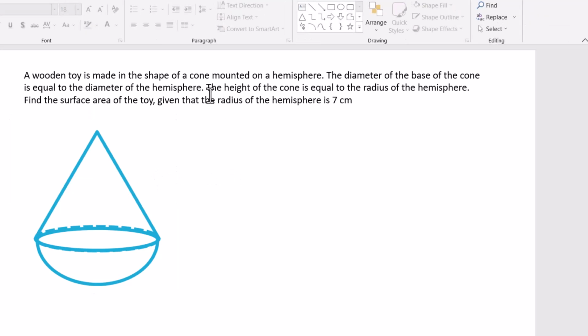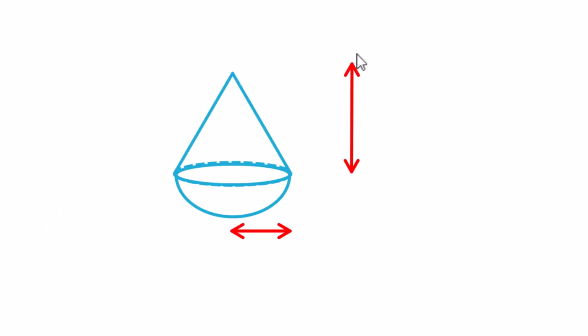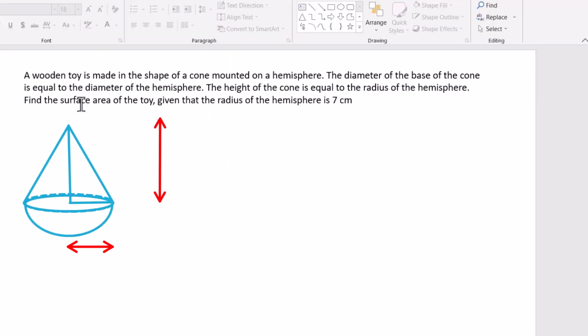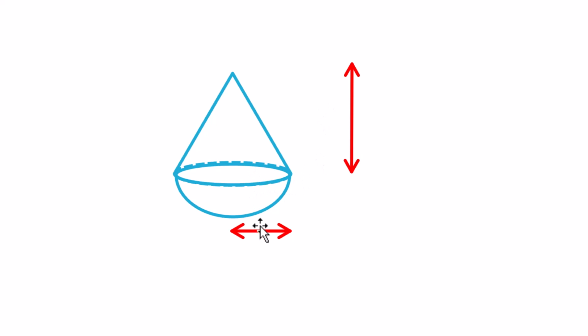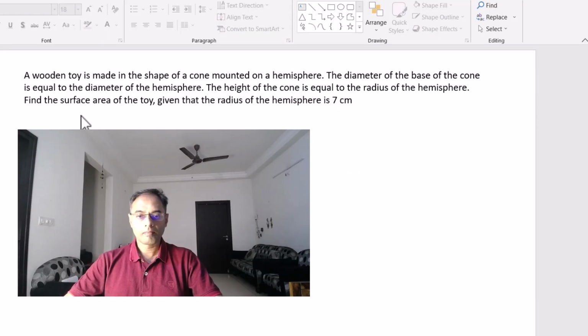Now what is the question? The height of the cone is equal to the radius of the hemisphere. Find the surface area of the toy given that the radius of the hemisphere is 7 centimeters. So the radius is 7 centimeters. All right, now we need to find the surface area of the toy.